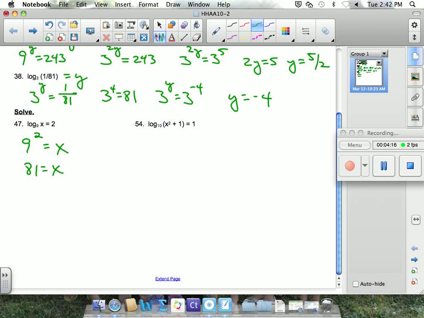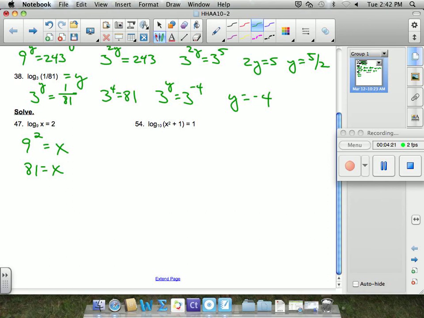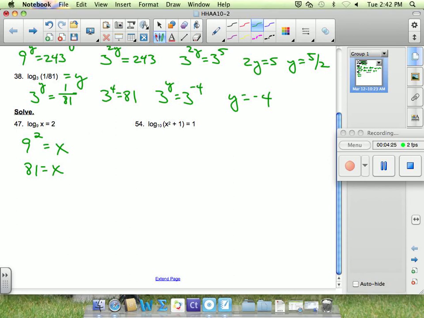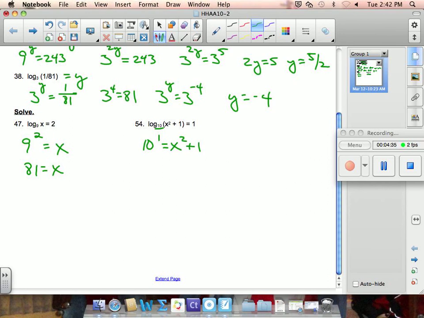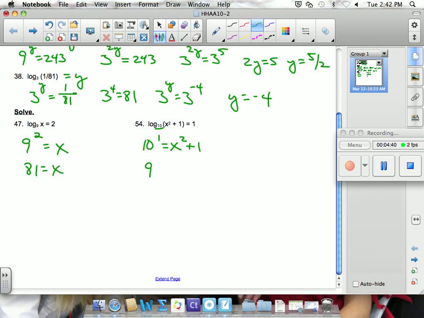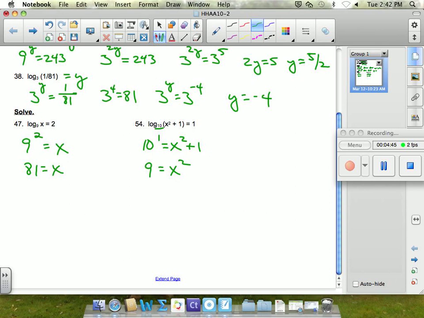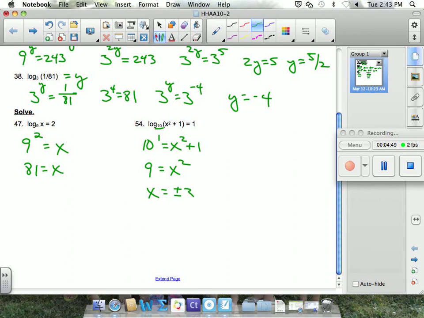Last but not least, 54. Same idea as 47. I have a variable trapped inside of a logarithm, so switch forms. Write it as an exponential. 10 would be the base because 10 is the base of the log. 10 to the first equals x squared plus 1. And then I'll solve for x. I'll subtract 1 from both sides, so that gives me 9 equals x squared. And then to go from x squared to x, we'll take the square root. So x would equal both positive and negative 3.